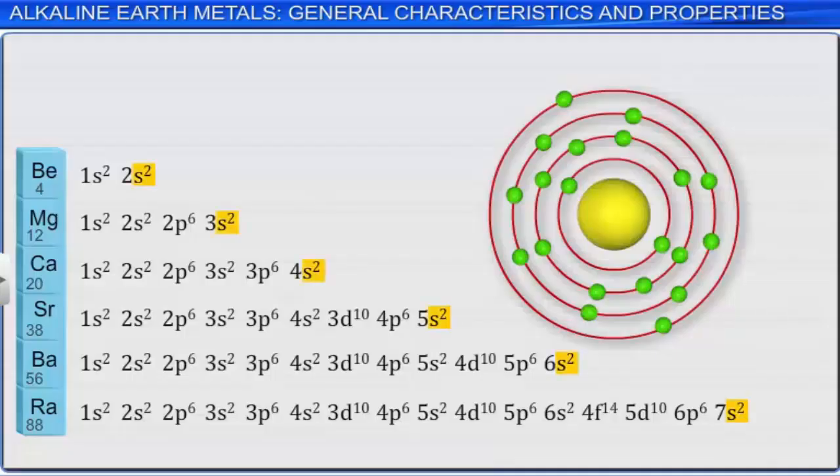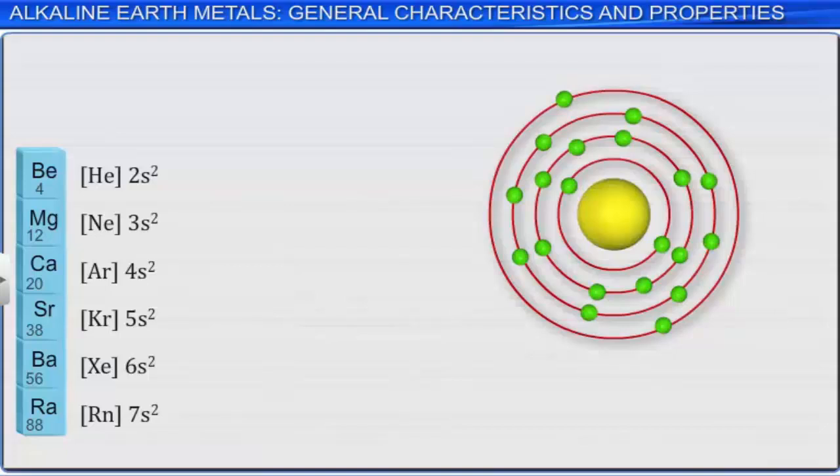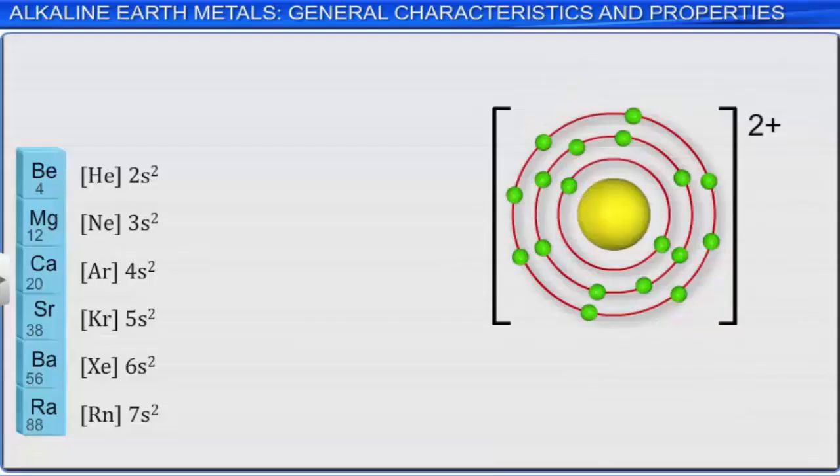The similarities in the electron configurations are even more apparent when written in noble gas notation. They all end as ns2, where n is the highest occupied electron energy level. Because of their 2 valence electrons, all the Group 2 metals form cations with +2 charges. By losing the 2 outermost electrons, they form cations that are isoelectronic with the nearest noble gas.